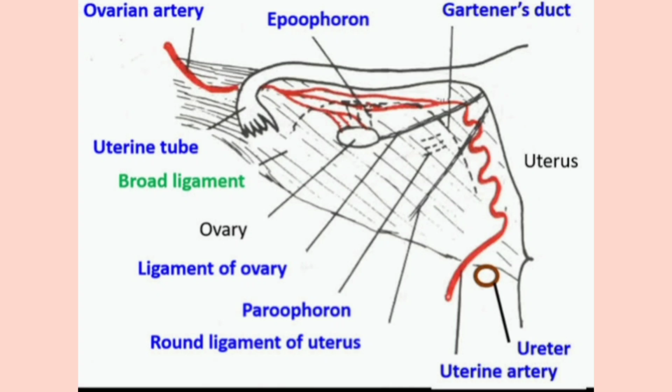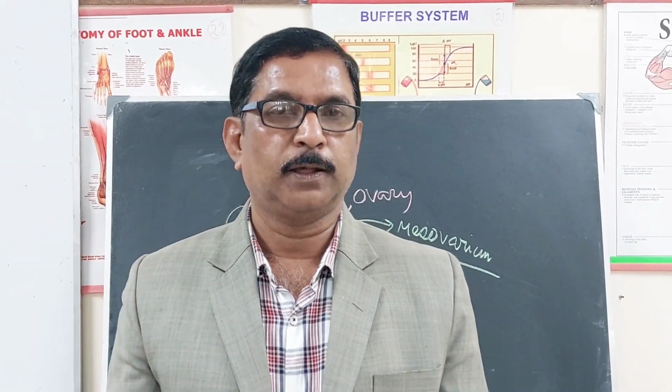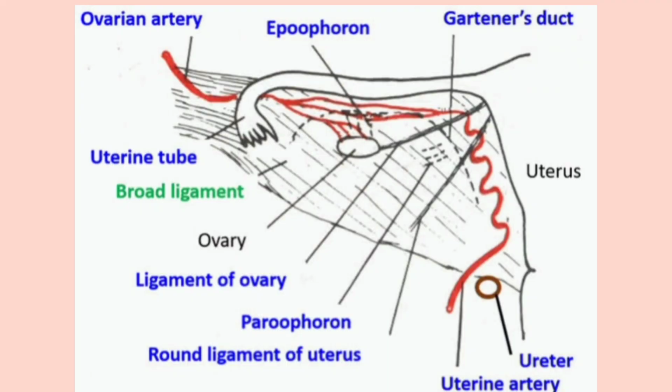If I tell you in a simplified way, it is easier to memorize the structures between the two layers of broad ligament. One is the uterine tube. Then for the other structures, remember two: two ligaments, two nerves, two arteries, like this. What are these, the rule of two? One is the uterine tube, you know. The two ligaments: one is the round ligament in its proximal part, and the ligament of ovary posteriorly.